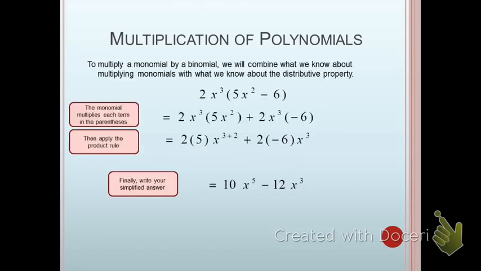In this example, a monomial is being multiplied by a binomial. So we'll continue to use the product rule for exponents, but we'll also need to use the distributive property. 2x cubed times 5x squared is 10x to the fifth, and 2x cubed times -6 is -12x to the third.